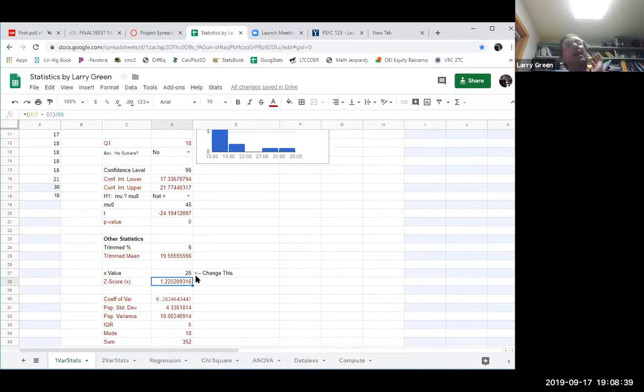Okay, and by the way, this does everything we need in the class. Unfortunately, you can't use it on the midterm and the final because I can't let you have a computer. But it will work for everything else, and it's required for the project. You have to use a spreadsheet for the project. You can't use a calculator.